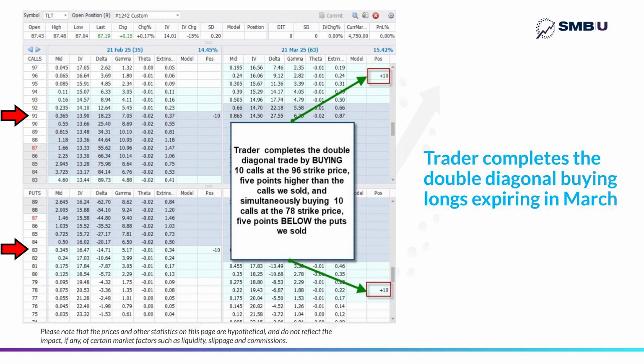The second step before we launch the trade is to head over to the options chain, which expires about 2 months out, in this case, March 21st, about 2 months later. And we're going to go ahead and buy 10 of those 96 calls, 5 points higher than the 91 calls we sold. And we're also going to go down to the 78 puts and buy 10 of those, 5 points lower than the 83 puts that we sold. And so we've sold 2 sets of options in the February options chain, and we bought 2 sets of options in the March options chain.